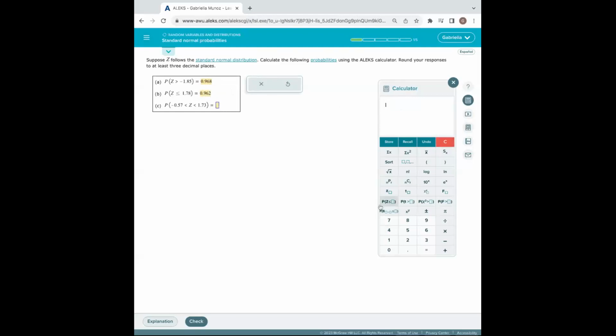Then this is when we do the 1 minus P. This one, this is two of them. It's right minus left. So you're gonna do the 1.73 first, the PZ 1.73, and then go to the right of that and do a minus, and then grab that PZ again, minus 0.57.